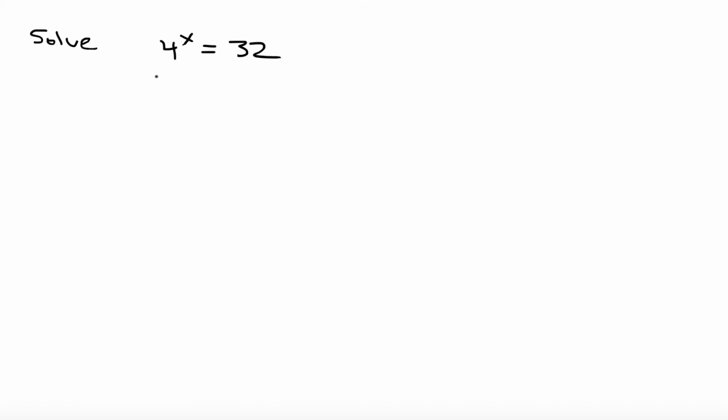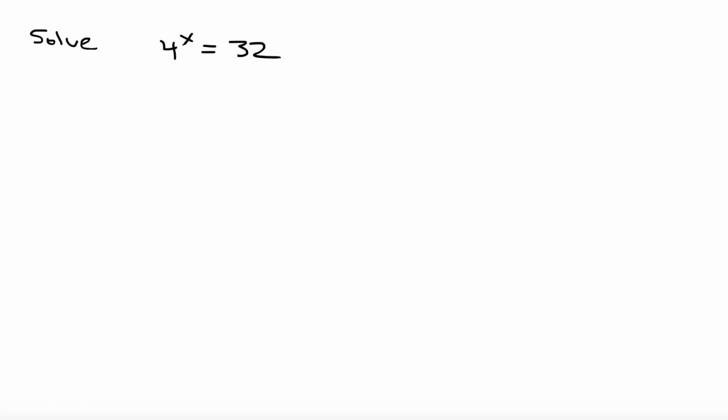All right, we want to solve this exponential equation here. 4 to the x power is equal to 32. Now the key thing to note here is that x is in the exponent, so definitely you want to be careful of that. But how do we solve for x here? How do we know what this exponent should be?